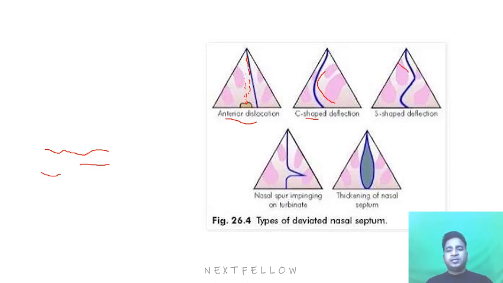The third variety is the S-shaped. You can see this is an S-shaped deviation. The fourth one is nasal spur. It is a sharp pointed spur which may impinge on the inferior turbinate. Then comes thickening of the nasal septum.